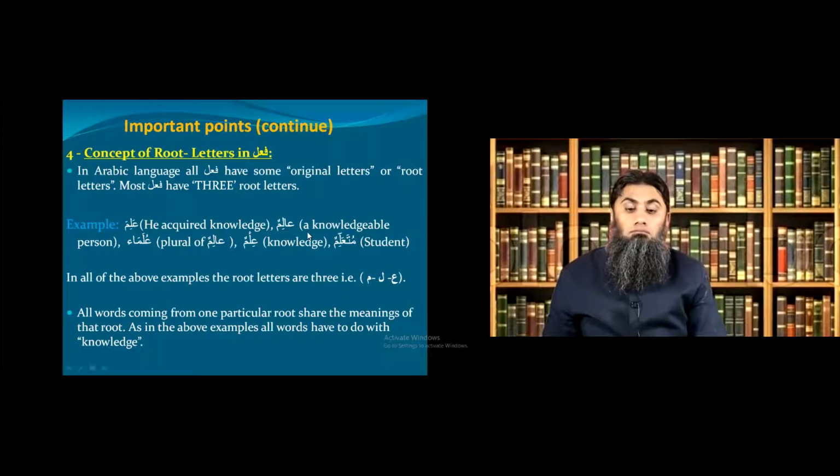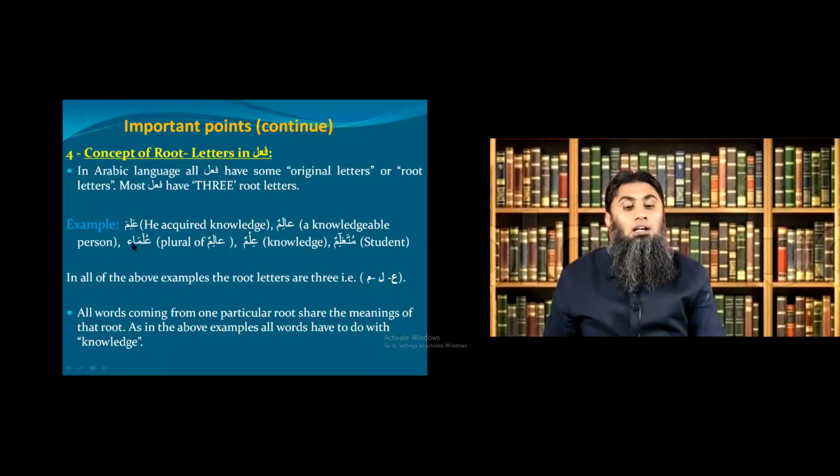Alimun, knowledgeable person or scholar. Ulama, plural of alim. Ilmun, knowledge itself. Muta'allimun, student, the one who acquired the knowledge. Now, please pause the video and reflect on all of these words. You will notice one thing, that all of them have ain, lam, and mim in common. All of these words. And then they have some extra letters.